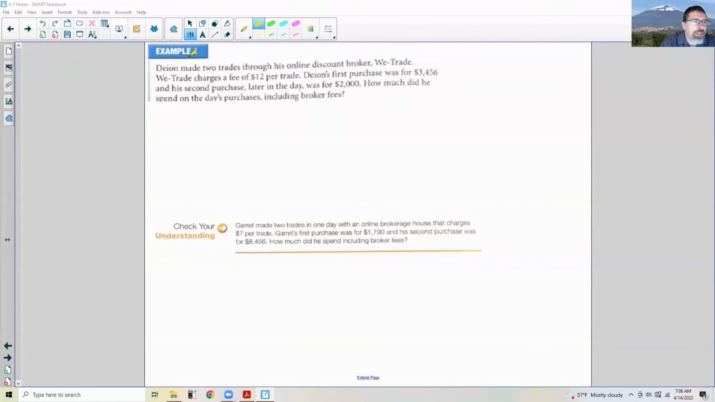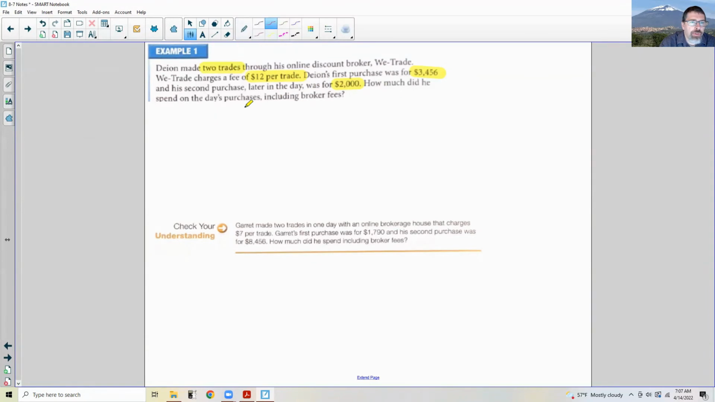Okay, example 1 says Dion made 2 trades through his online discount broker. I wouldn't call it discount when they're charging $12 fees. WeTrade charges a fee of $12 per trade. Dion's first purchase was for $3,456, and his second purchase later in the day was for $2,000. How much did he spend on the day's purchases, including broker fees?